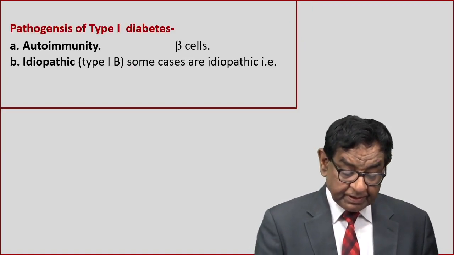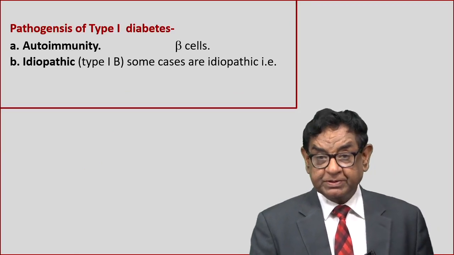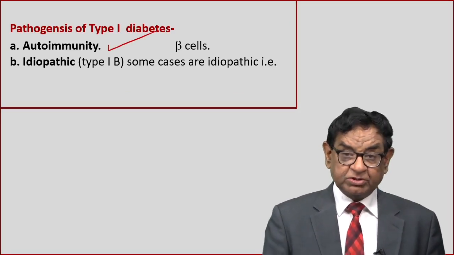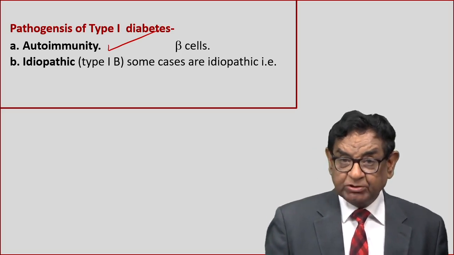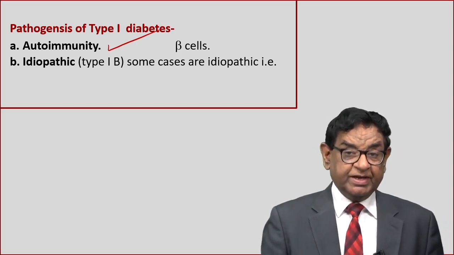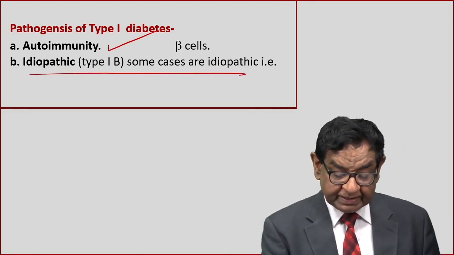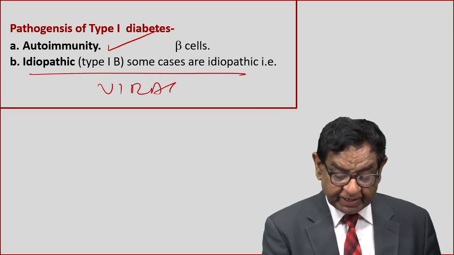Now, as I was telling you, the main pathophysiology is autoimmune destruction of beta cells because of so many antibodies, and I also mentioned that there are some patients where beta cell destruction occurs without antibodies, so-called type 1b. This is due to viral infection, the point I mentioned to you.